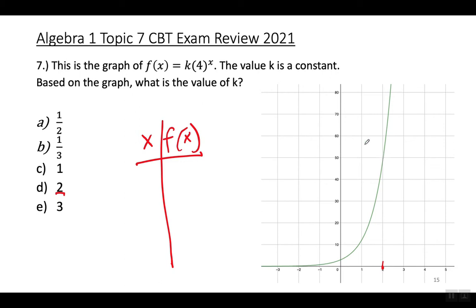All right, so when x is 2, so if I make x 2, and if k is 2, remember this represents the number that goes here.